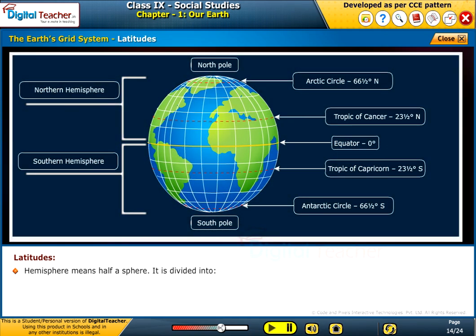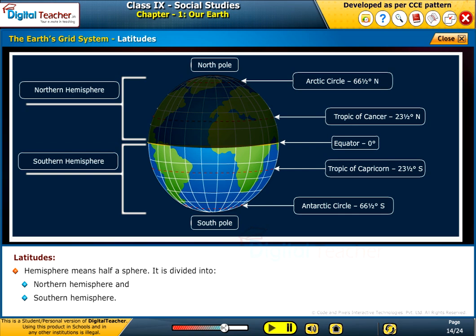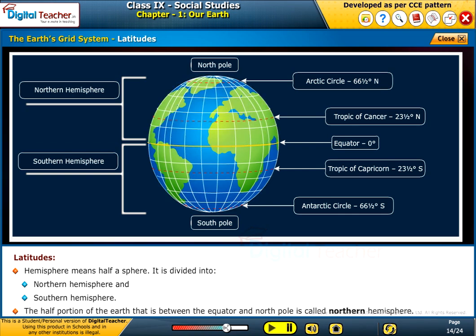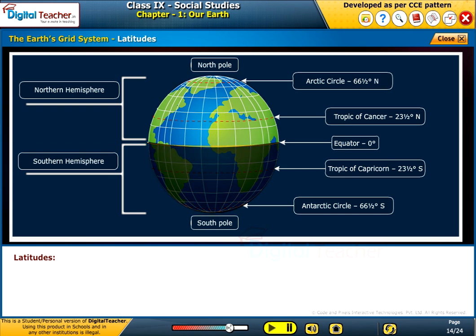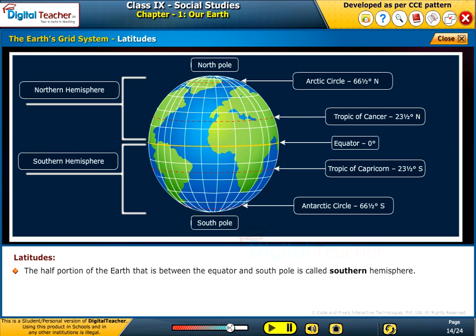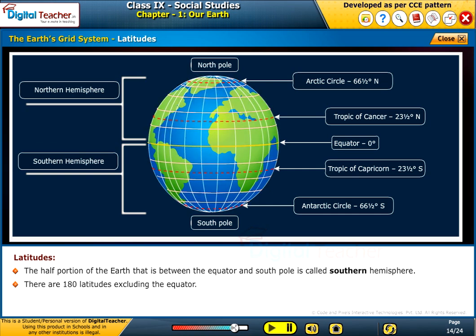Hemisphere means half a sphere. It is divided into Northern Hemisphere and Southern Hemisphere. The half portion of the Earth that is between the equator and North Pole is called Northern Hemisphere. The half portion of the Earth that is between the equator and South Pole is called Southern Hemisphere. There are 180 latitudes excluding the equator.